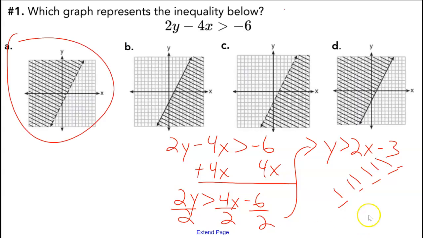Now what you want to do is graph it from here. Because this is greater than, we're going to shade above, and because it's not equal to, we're going to use a dashed line. So you're looking for a dashed line that's shaded above, which would be A here.